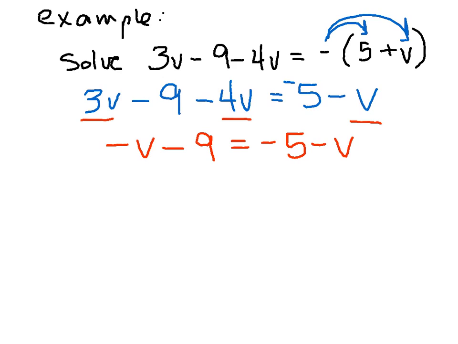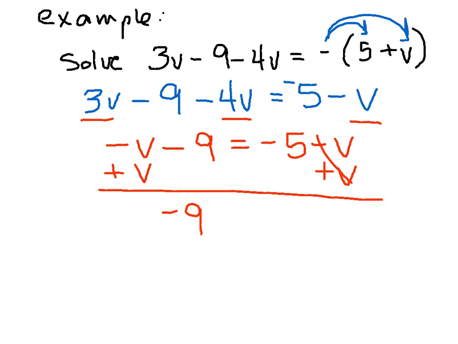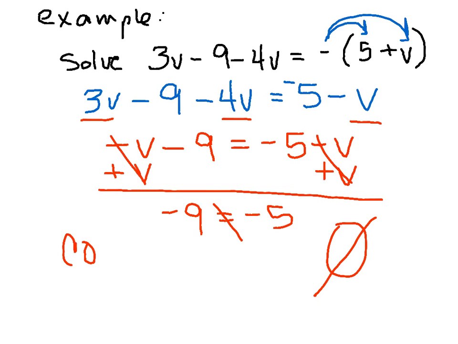Okay, we need to add v to both sides. And we get negative 9. So those cancel out. Those cancel out. Negative 9 equals negative 5. But hey, negative 9 can't equal negative 5, so our answer is no solution. It's a contradiction.